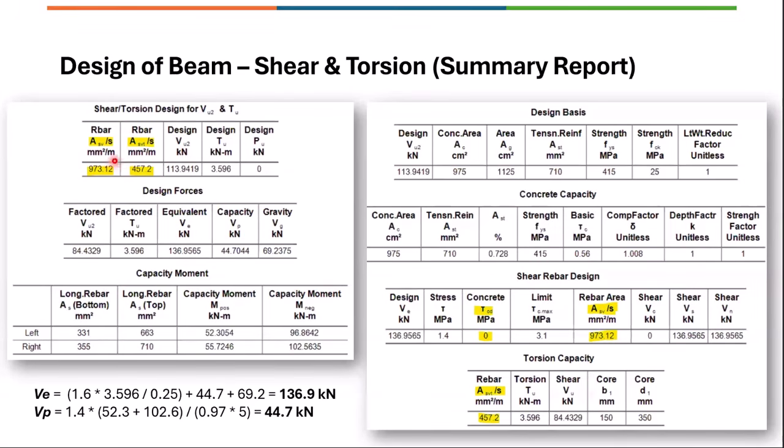And the report is going to give you two rebar outputs. One is Asv by S, which is the total equivalent shear reinforcement required for the section, and Asvt by S. This is for shear and torsion. This is the outer hoop two-legged requirement that needs to be satisfied as per the code.